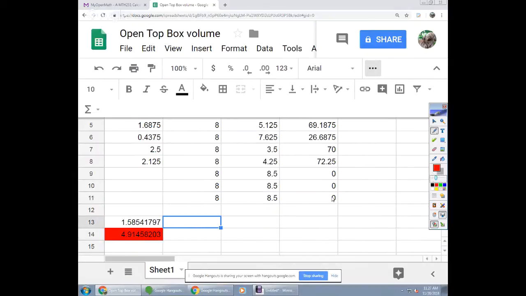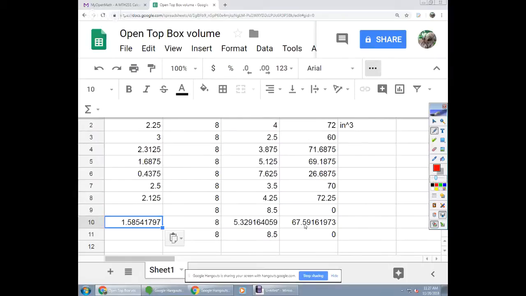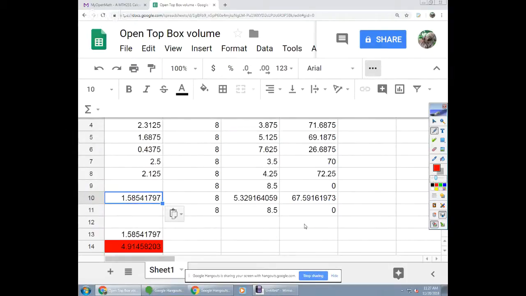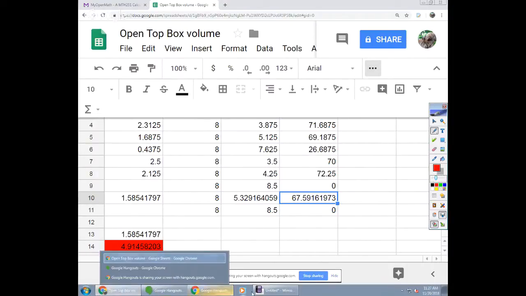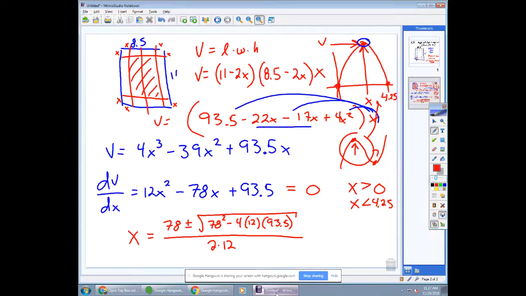All right, so then if I copy my volume formulas down, or actually I could just put this up here, right there. Oh, uh-oh, that's not good. Somewhere I've got a mistake, because that is not the maximum volume, is it? All right, where's the error? Darn, I hate when that happens.